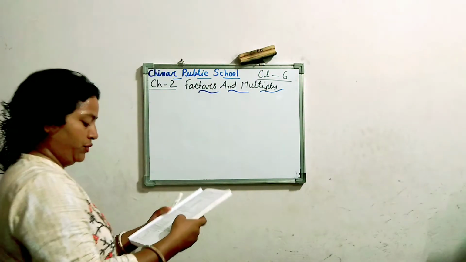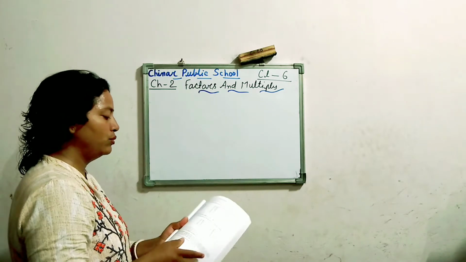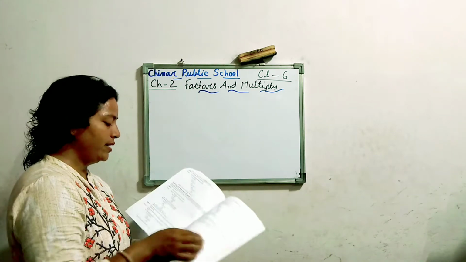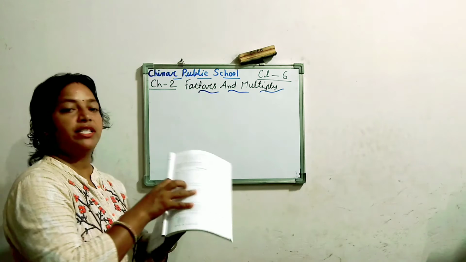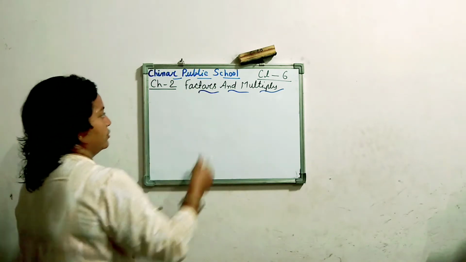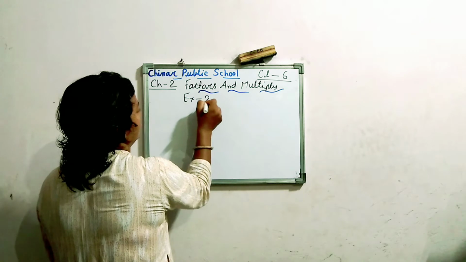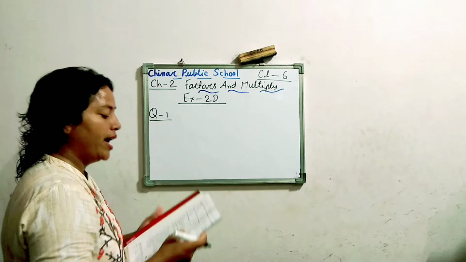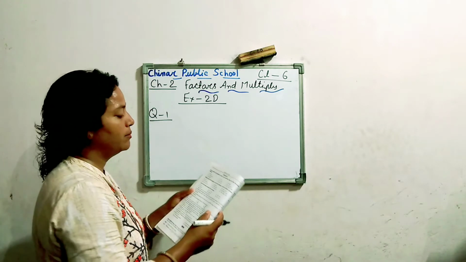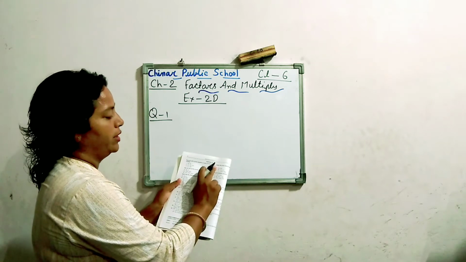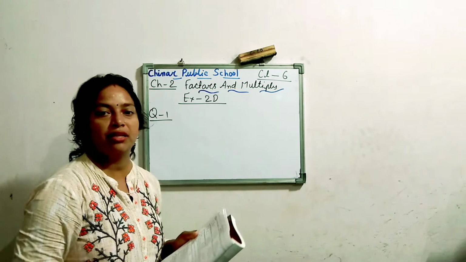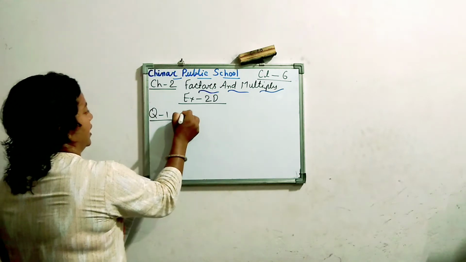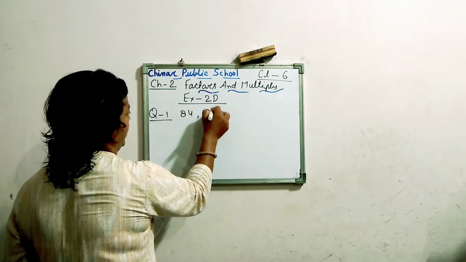So today we are going to start exercise 2D. First we have to mention here 2D, and question number 1. The heading is: find the HCF of the numbers in each of the following using the prime factorization method, like 84 and 98.